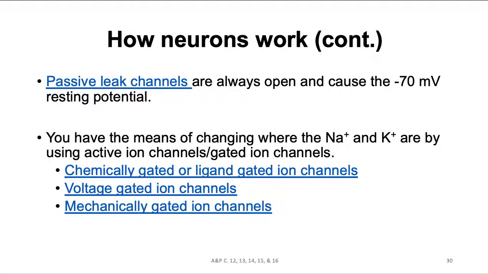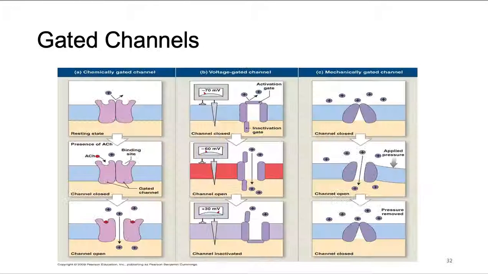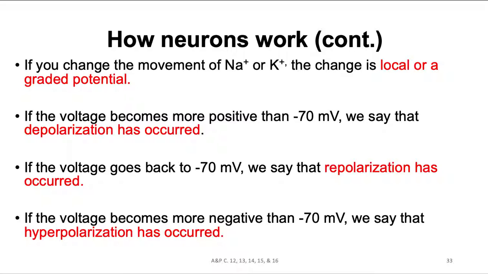In order for those ions to move and cause that action potential, there need to be ion channels, because ions themselves are too large to fit through the cell membrane. So we have passive or leak channels, which are always open and help maintain our resting potential. And then you have gated channels. They can be chemically gated, voltage gated, or mechanically gated. That's what's going to allow a lot of our sodium and potassium to move. And we have pictures of each of those.